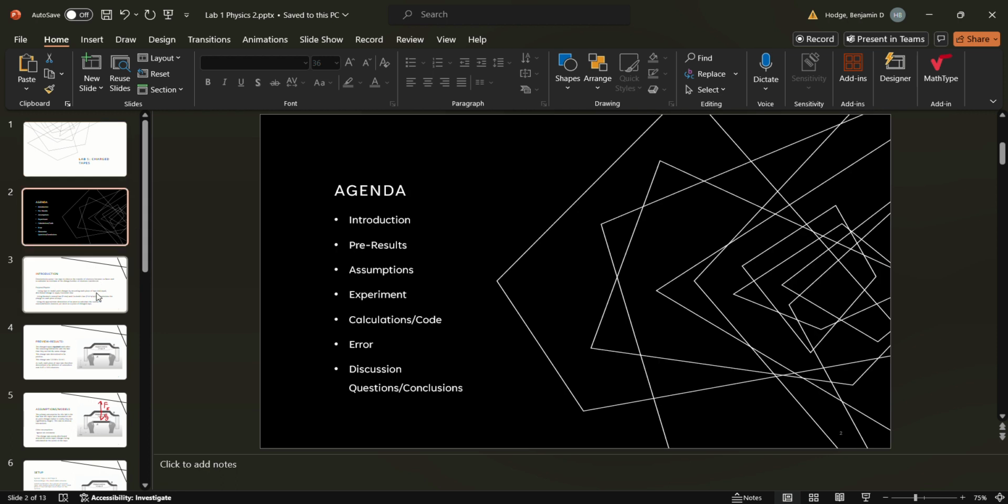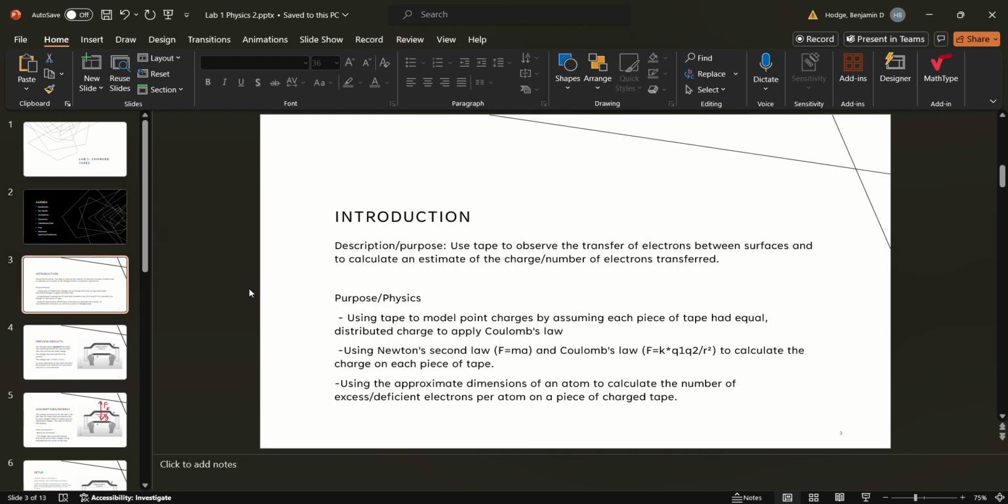Today we're going to be going through a decent bit of things about this kind of lab, but this is the agenda for those of you who are curious. The description of this lab is to use tape to observe the transfer of electrons between surfaces and to calculate an estimate of the charge and number of electrons transferred. So basically you're just assuming tapes are point charges and using these physics principles, like point charges and Coulomb's law and Newton's second law, based off the force of gravity, and some dimensioning of atoms as well, to help determine what exactly those charge differences look like and how they impact the tape's movement.